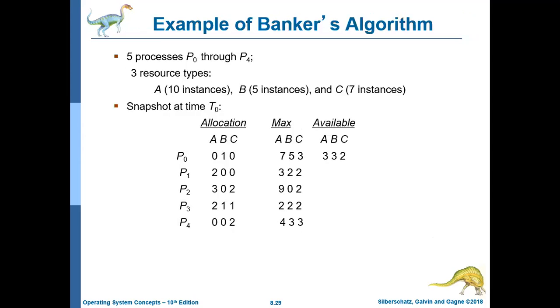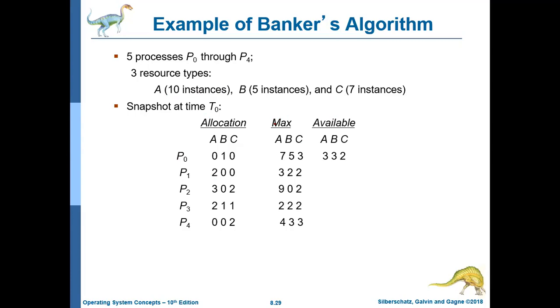Then we have seen a numerical. In this numerical, we have calculated the need matrix. Here I am revising you once again. We have given 5 processes P0 to P4 as written here. 3 resource types A, B and C. Total A 10, total B 5, total C 7. Okay. Then we have given the snapshot of the system at some time T0.